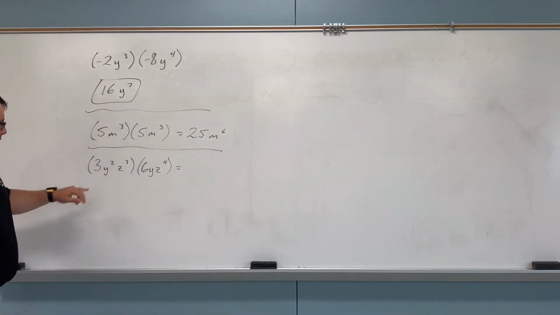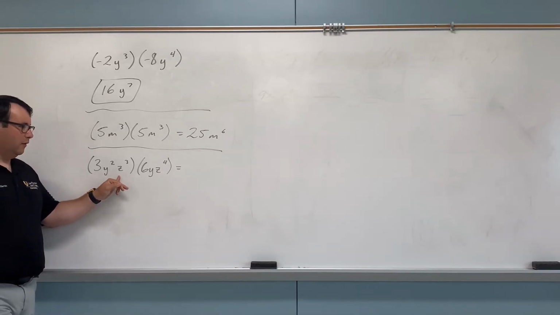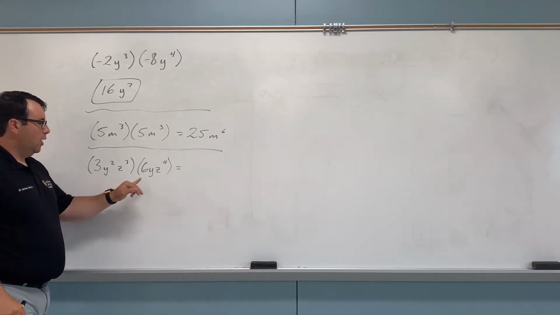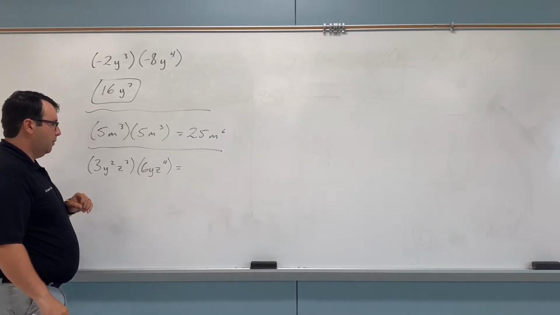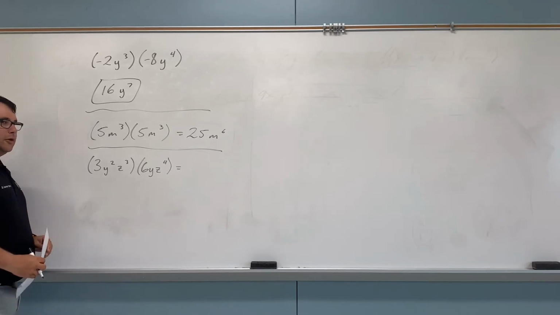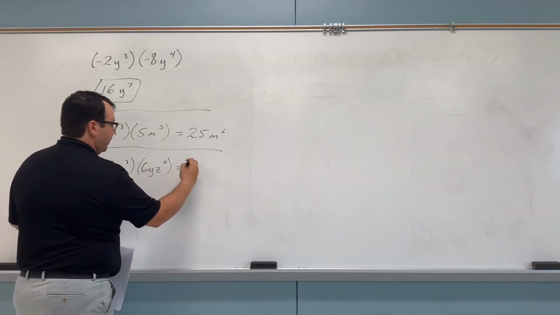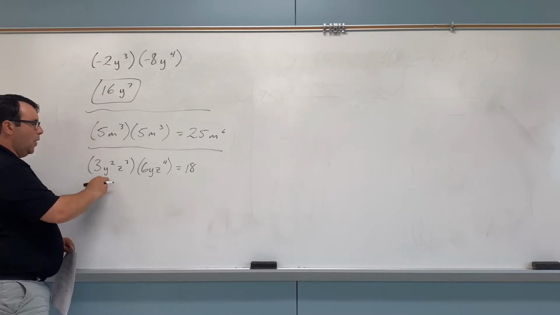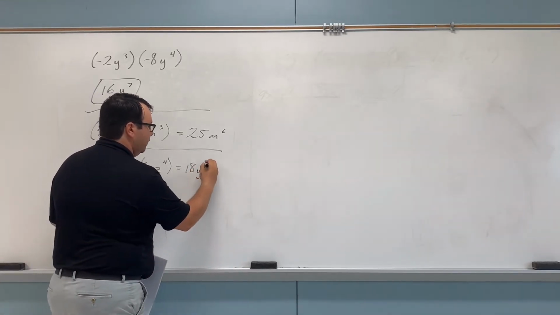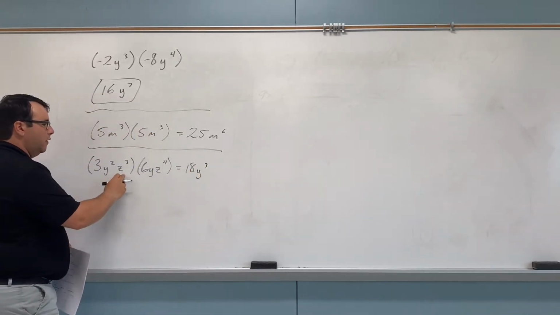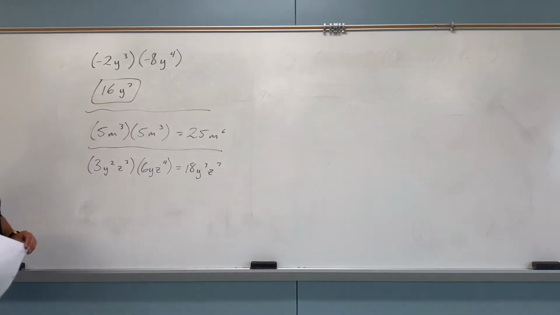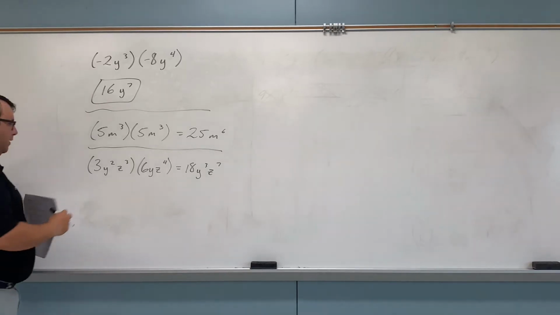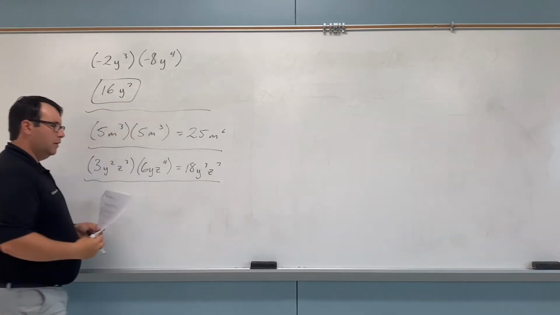Okay, very good. Now, we have 3y to the second, z to the third. That's our first monomial. We are multiplying against 6yz to the fourth for our second monomial. Coefficient to coefficient, so I have 3 times 6 is 18. Y to the second times y is y to the third. Z to the third times z to the fourth is z to the seventh. So even though you have multiple variables, don't fret, just take it step by step. Let's do another one.